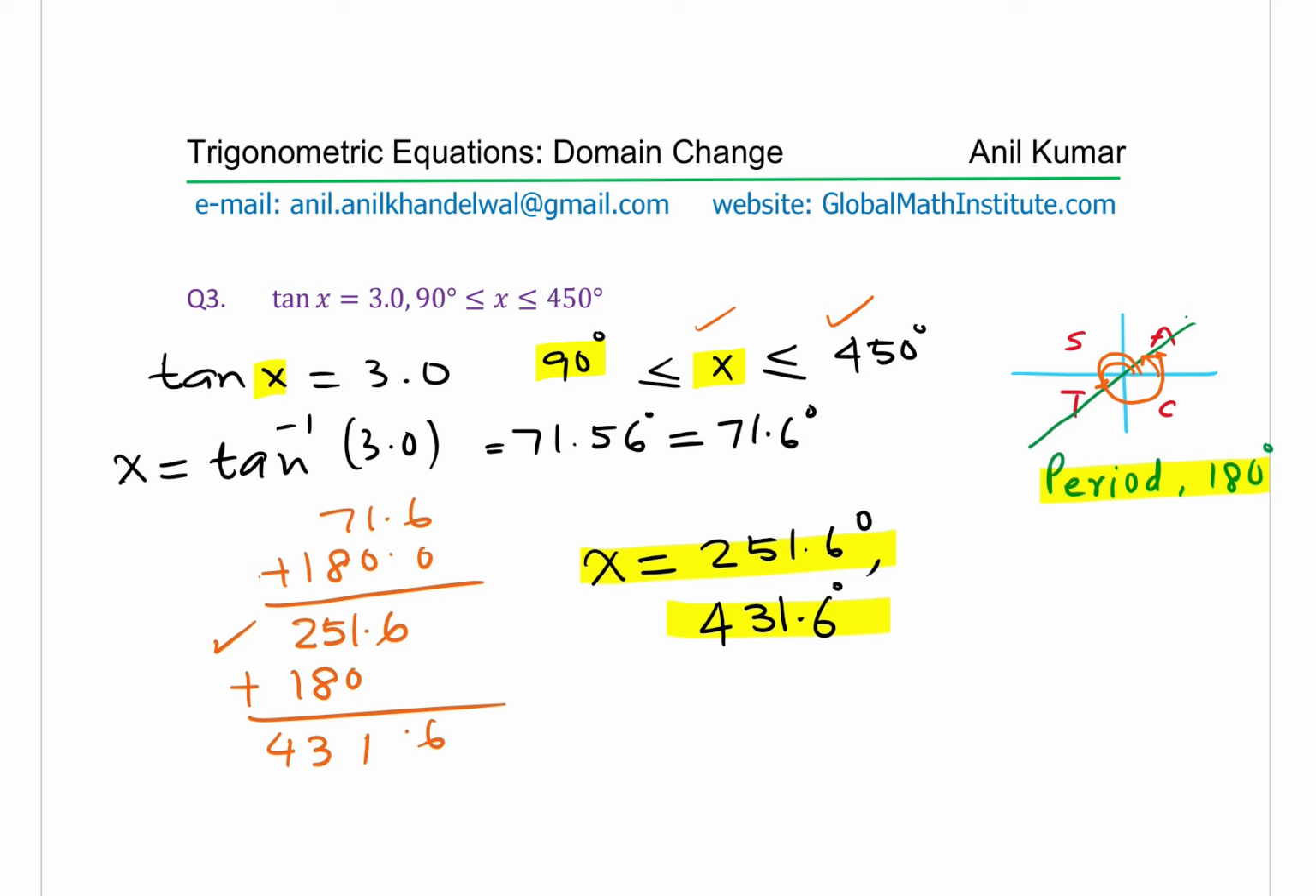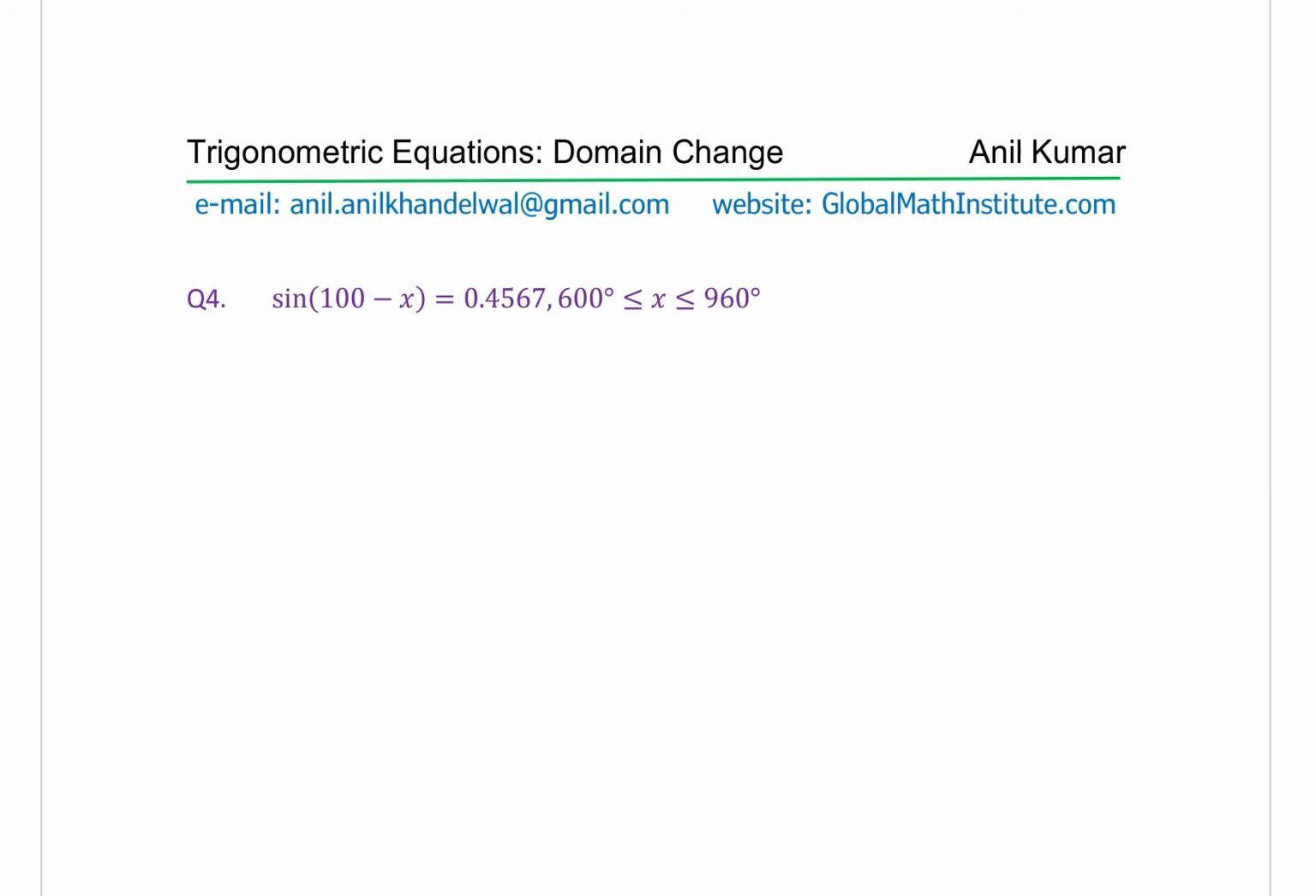Now let's look into the next example, which is question number 4. Now here is question number 4 for us. Sine of 100 minus x equals 0.4567, where x is between 600 degrees to 960 degrees. So the domain has been shifted. I would like you to pause the video at this stage, solve the question, and then look into my suggestions. So let's try to solve this.